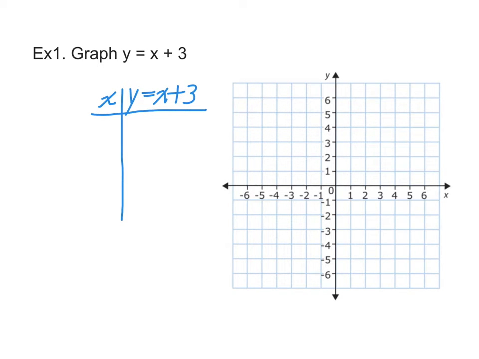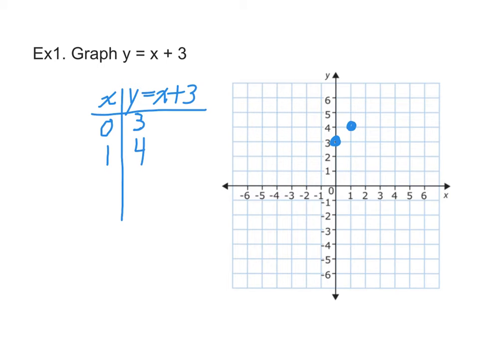We want to use some easy points. I mean, after all, most of this is going to be mental math. So a point like 0 works really nicely. If x equals 0, then the corresponding y-coordinate should be 0 plus 3, or 3. This is the point right here. Let me do a few more, like x equals 1. The corresponding y-coordinate for x equals 1 should be 1 plus 3, or 4.